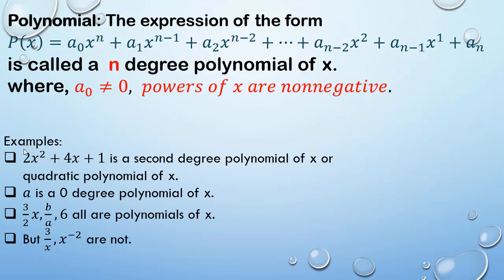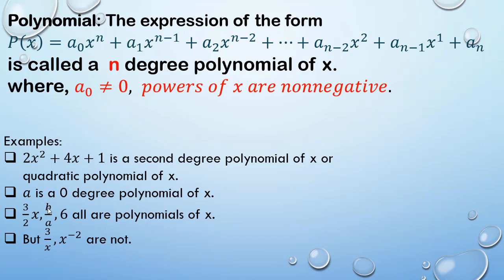Here the leading coefficient is 2 because 2 is the coefficient of highest powered variable and the power of the variable is 2. So it's a second degree polynomial of x. We call it quadratic polynomial of x. Now any constant like a or 2 or 3, it's also a polynomial, though it's a single term, but it's a polynomial because we can write it in a x to the power 0 form. So the constants are 0 degree polynomial of x.